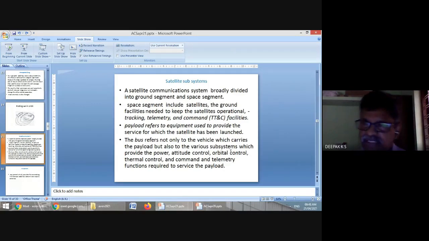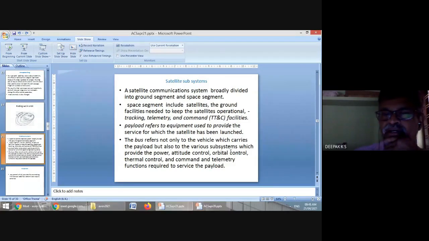So we had seen how the orbit elements are defined, how we can specify the position of a satellite, and what perturbations can happen to the orbit. And now we will look at the satellite subsystem.